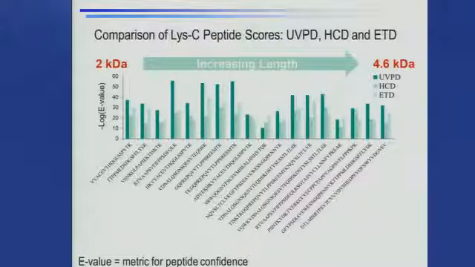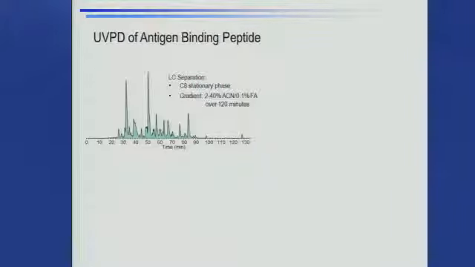And you can see that the higher the score represents a greater level of confidence. So in this histogram, you're looking for higher bars. And as I said, the peptides go from increasing length from left to right. And you can see almost across the board, the UVPD bars are the higher bars, in part because we're generating this larger series of fragment ions, ABC, XYZ, that really allow greater confidence in assigning the sequences.